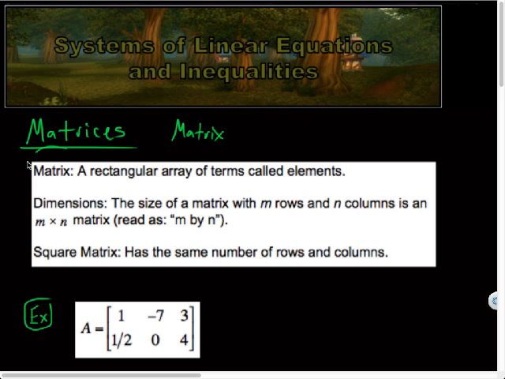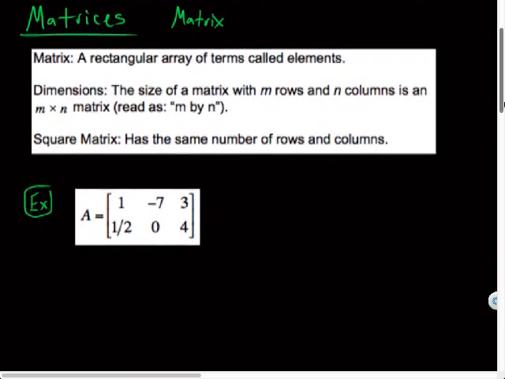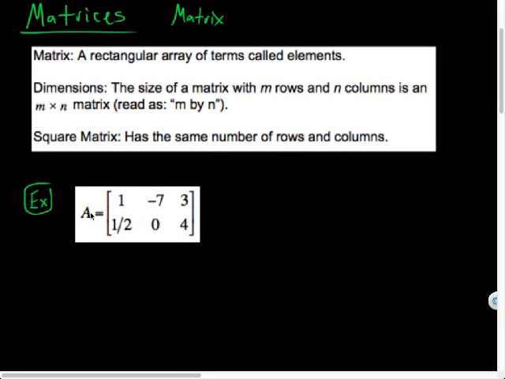We'll see. So a matrix is a rectangular array of terms called elements. Here's our little example. This is a matrix, matrix A. The names of matrices are often given with capital letters, just so you know. So here's our matrix, and the 1, the -7, the 4, the half, those are all elements within the matrix.